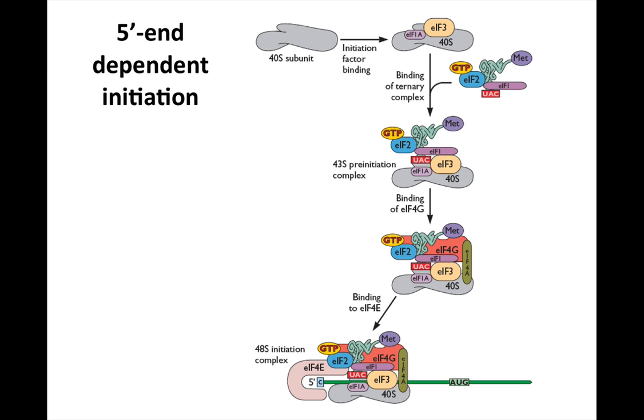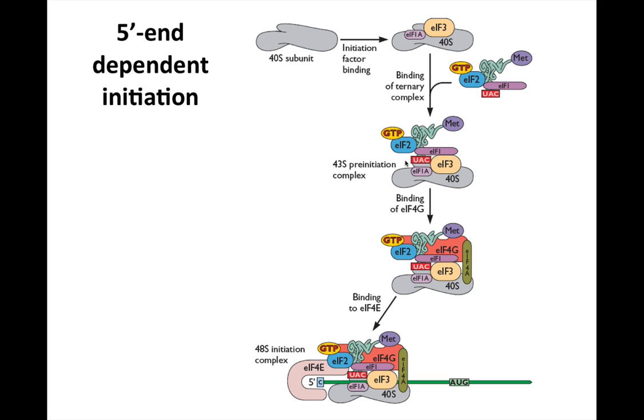So let's take a look at 5' dependent initiation. Here we have a 40S subunit. These are free in the cell. They associate with a variety of initiation factors that are important for these initial steps, including EIF1A and EIF3. And then a ternary complex comes and binds. The ternary complex consists of GTP, EIF2, and the MET-tRNA. Ternary complex, as you will see, plays an important role in initiation and in the regulation of that process.